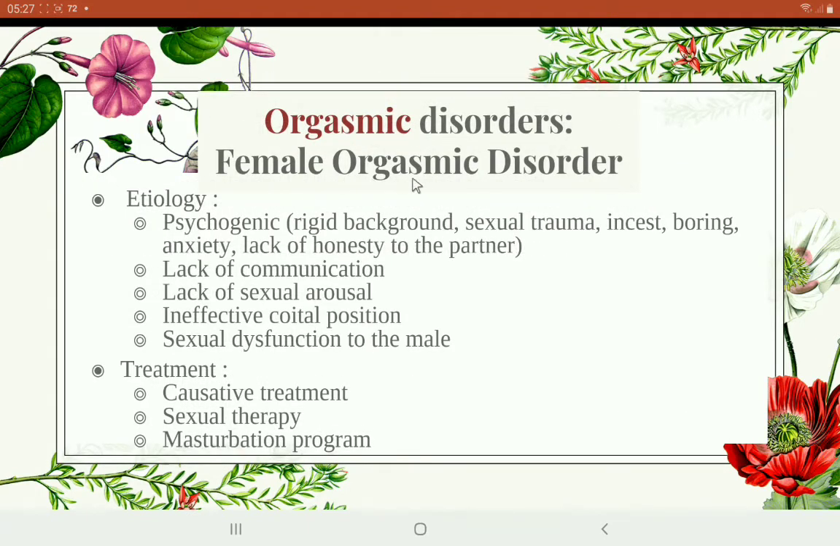Etiology of female orgasmic disorder. There are psychogenic causes like rigid background, sexual trauma, incest, boredom, anxiety, lack of honesty to the partner, lack of communication, lack of sexual arousal, ineffective coital position, and sexual dysfunction in the male. And the treatment for female orgasmic disorder is causative treatment, sexual therapy, and masturbation program.